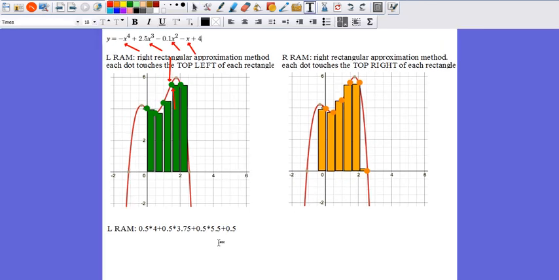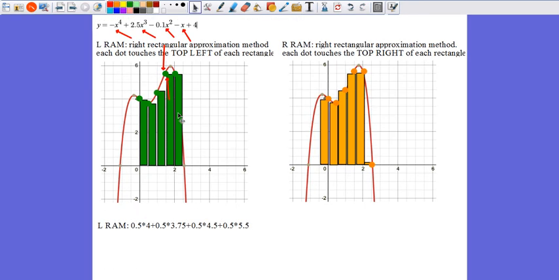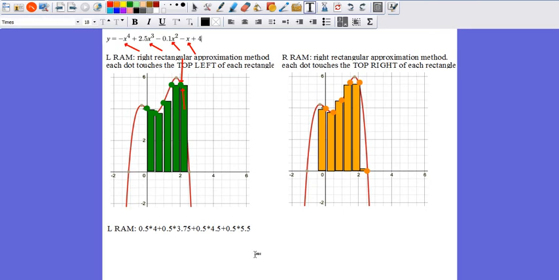I made a mistake here. This should have been 4.5. Times 5.5. And the same is going to go for the last rectangle. It's going to be plus 0.5 times 5.5 again. And then you literally just put this in your calculator and you get the answer.